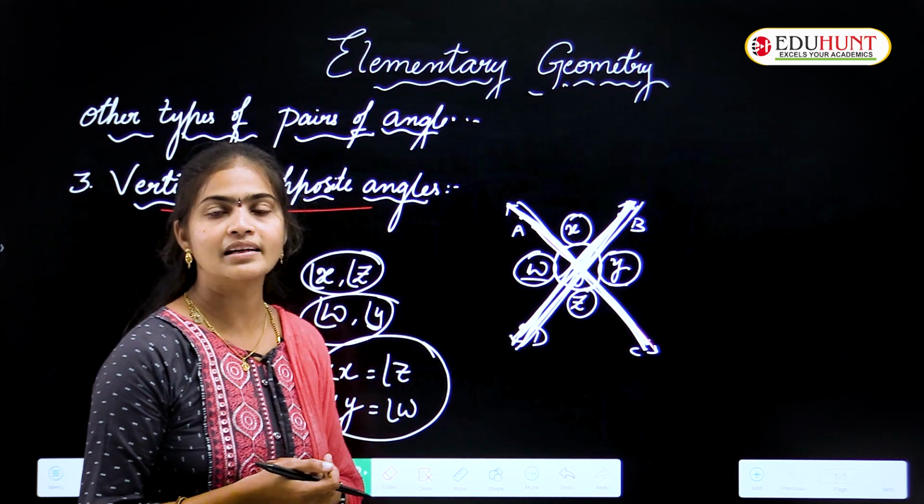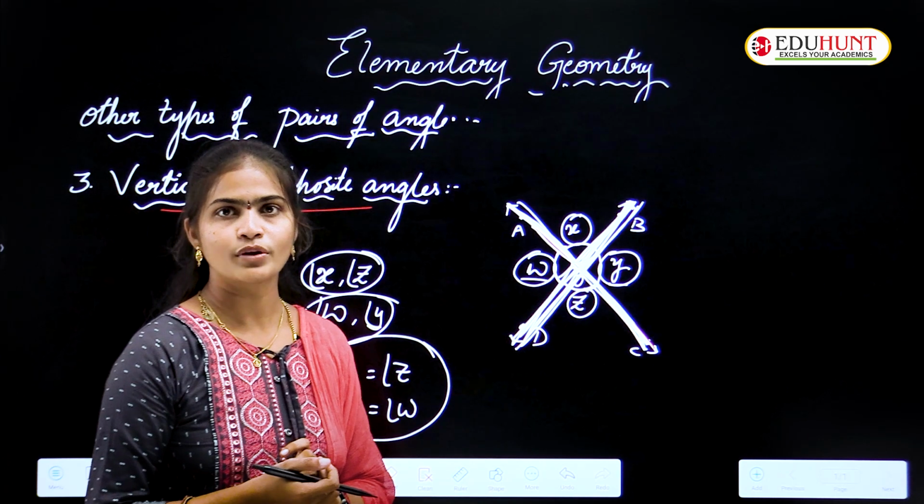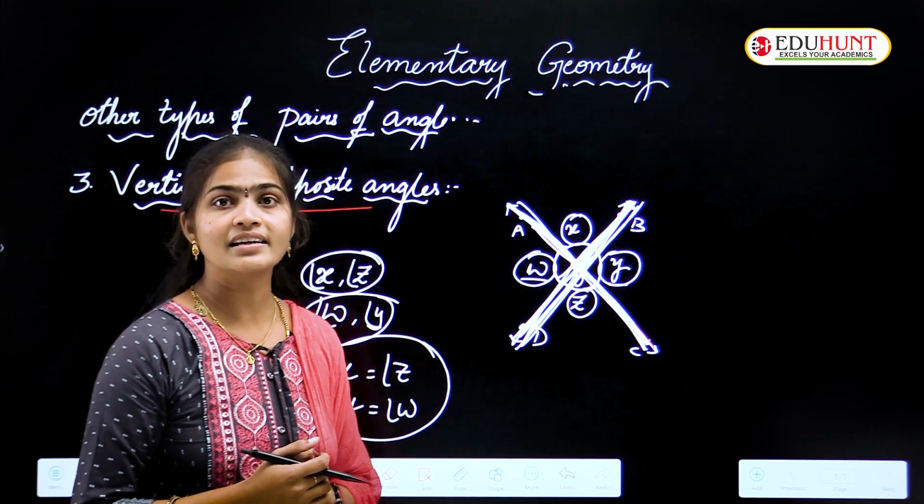So up to here, types of pairs of angles are completed. Next we are going to discuss transversal.